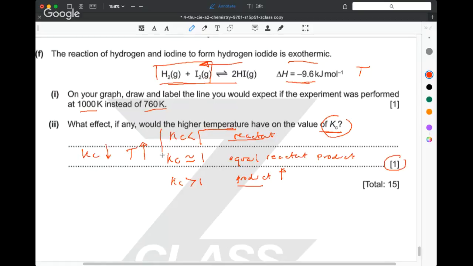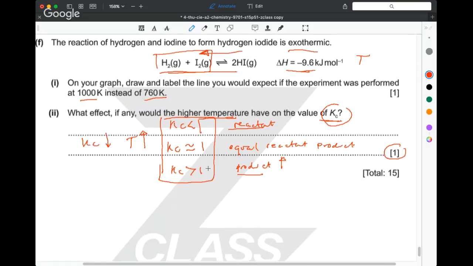But that rule of thumb is quite helpful for equilibrium constants, that as you have more reactants, the equilibrium constant goes down. And as you have more product, the equilibrium constant goes up. And typically when you've got about equal amounts of reactant and product, then the equilibrium constant is usually about 1. It's just a kind of rule of thumb that can help you with that kind of question.